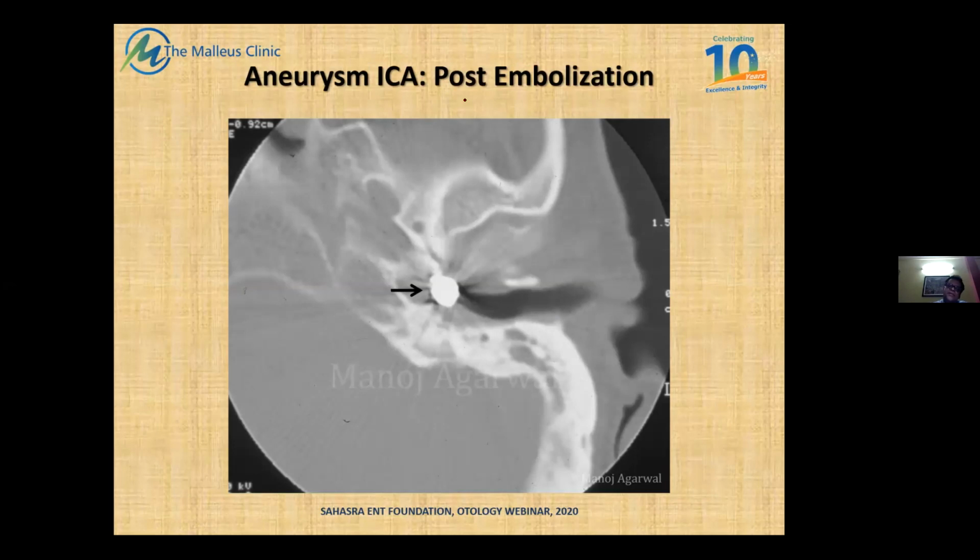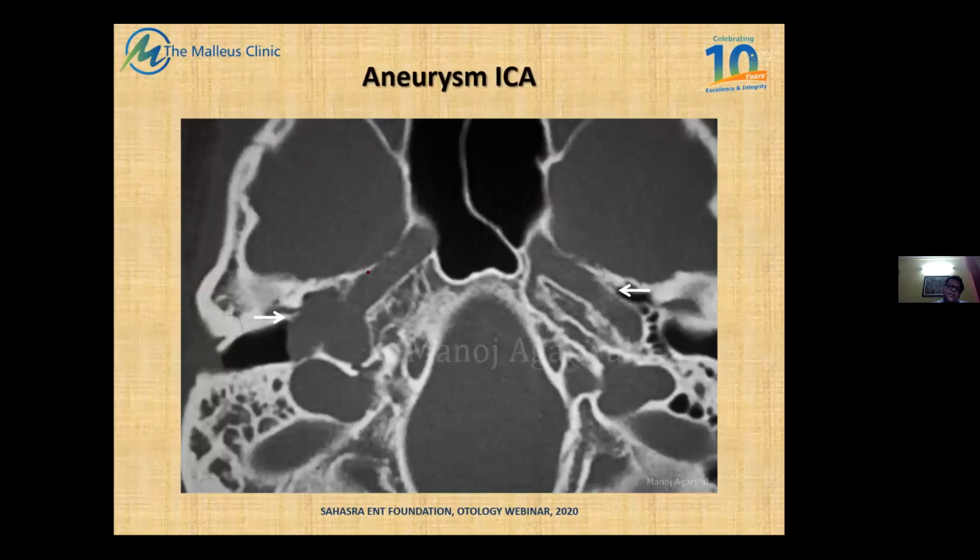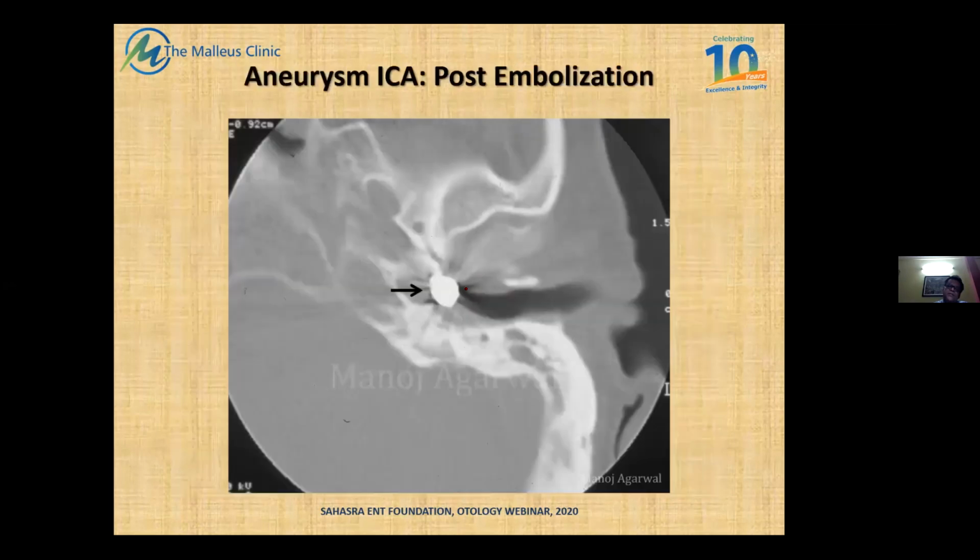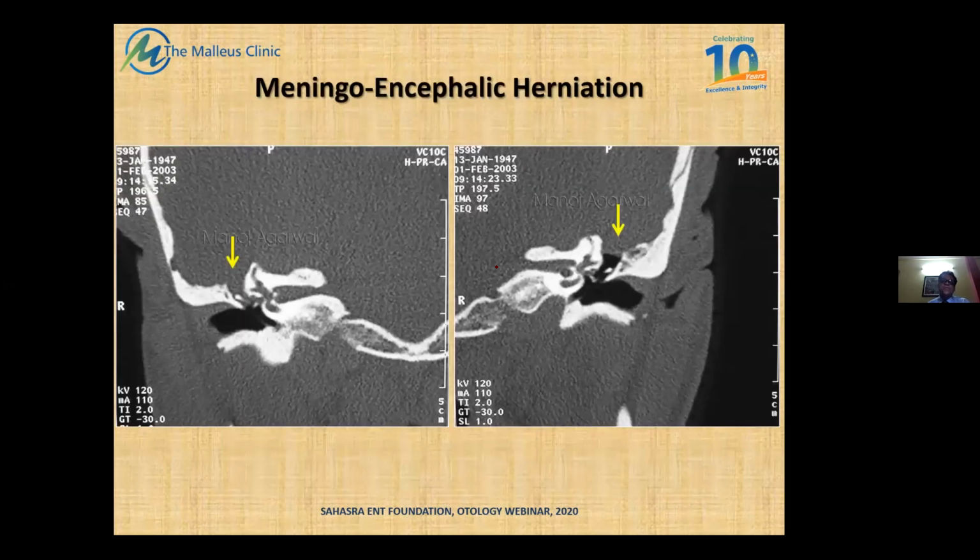Obviously, it's a different patient, mind you, because that was a patient on the right side. This was also the right side, but this is on the left side. This is after the embolization with the wire mesh. This is what it looks like once the aneurysm is treated, which is a valid treatment for small aneurysms of the intrapetrous part of the internal carotid artery. Okay.